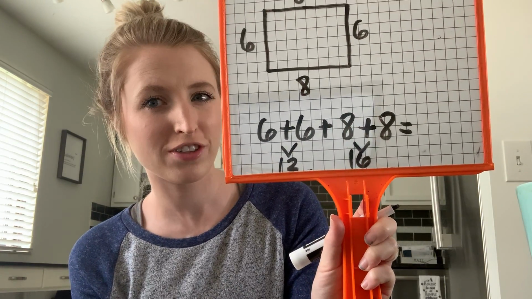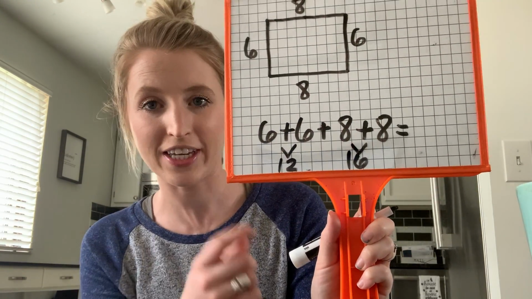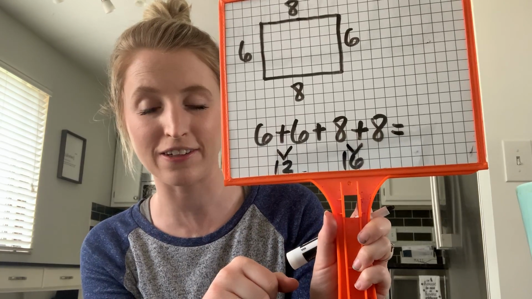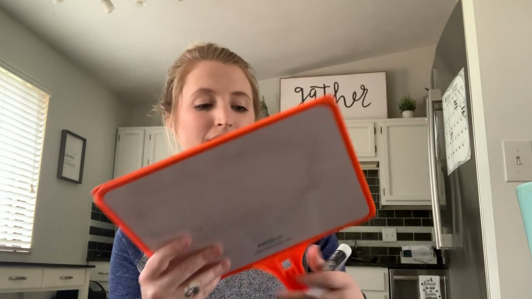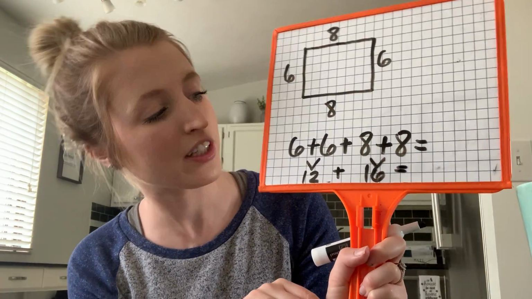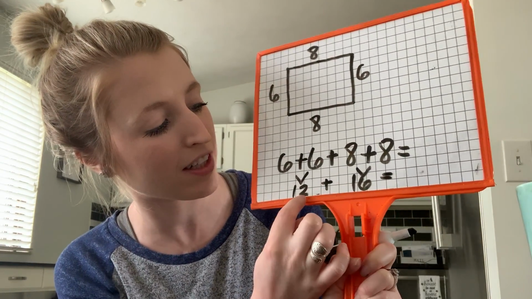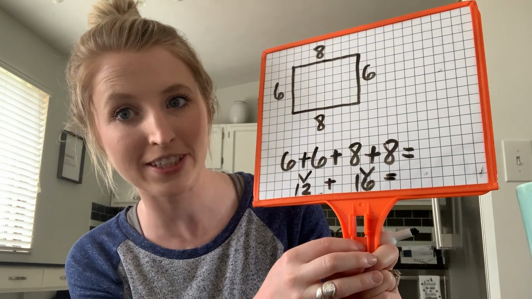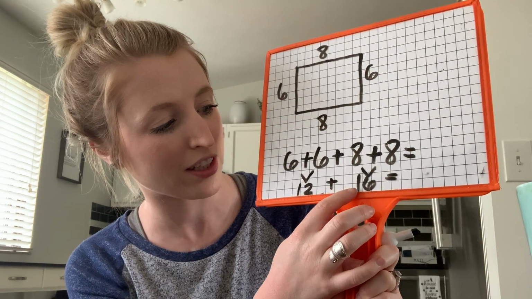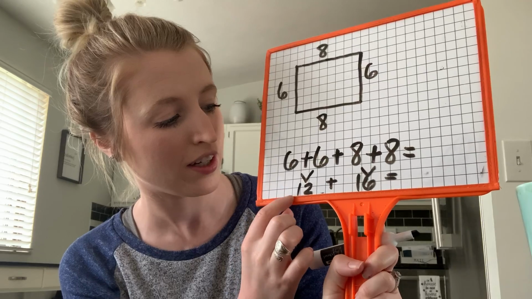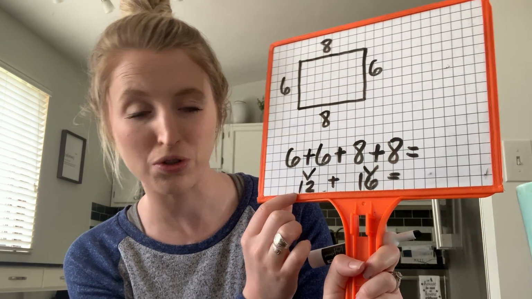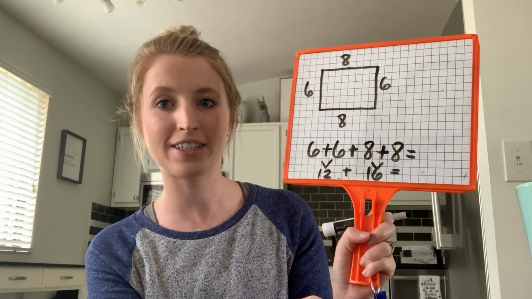So am I finished? No, I have to add 12 plus 16 to find the total perimeter. So let's see, 12 plus 16. If I look in the ones place, I have a 6 and a 2. So 6 plus 2 is 8. And then if I look in the tens place, I have a 1 and another 1, which would be 2. So my answer is 28.